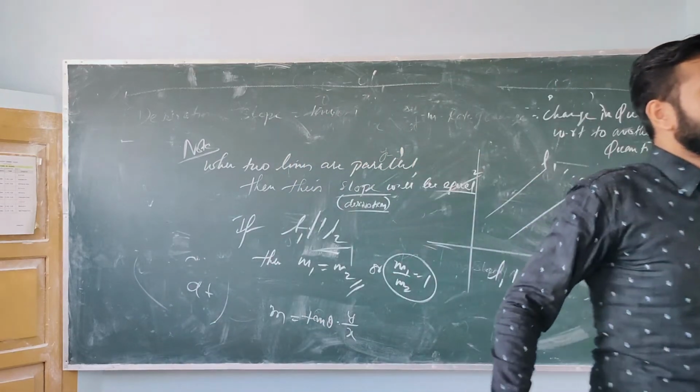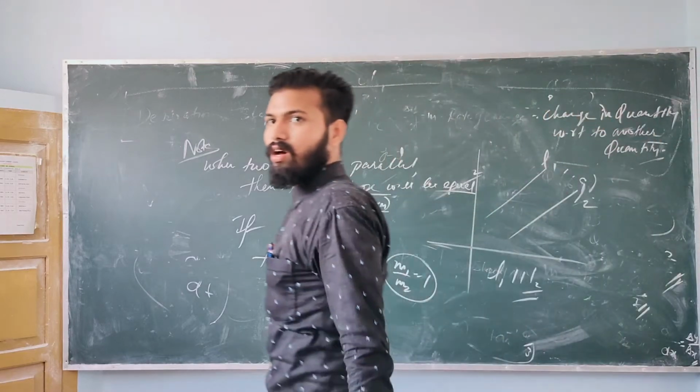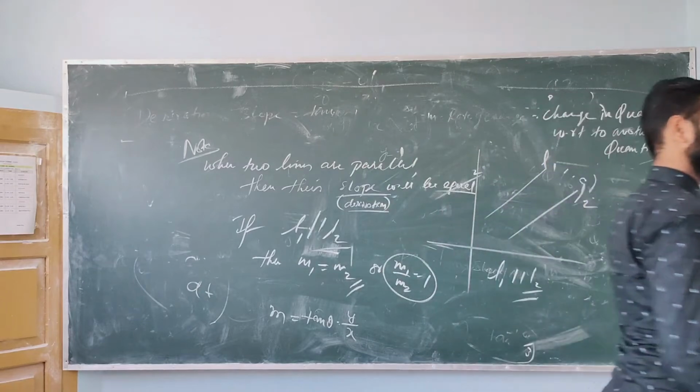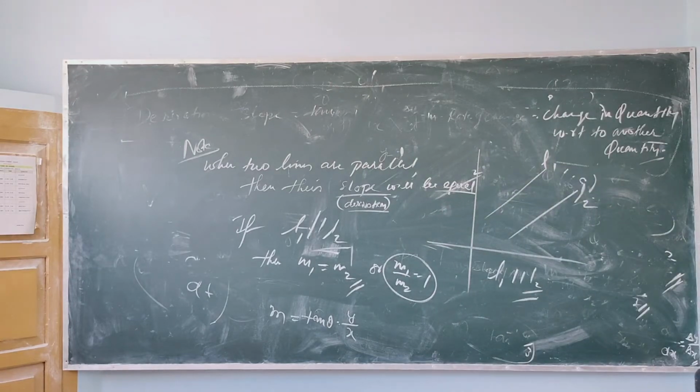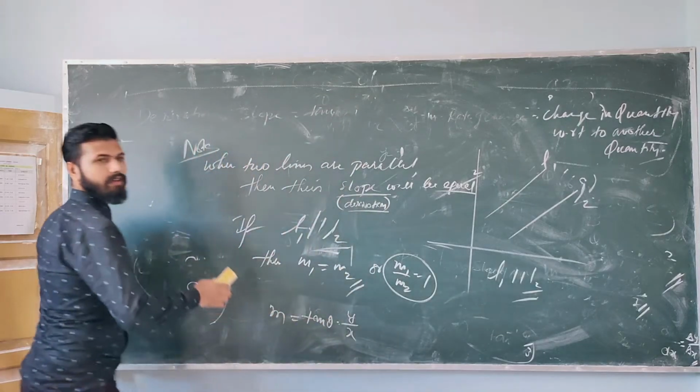What happens when the two lines are perpendicular? What can you say about the slope? That's an interesting part. When two lines are perpendicular, what can you say about the slope? That's a nice point.